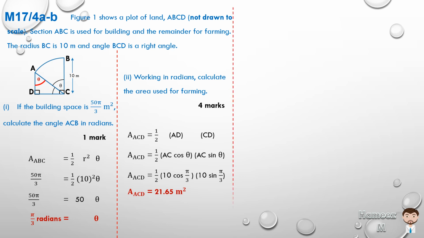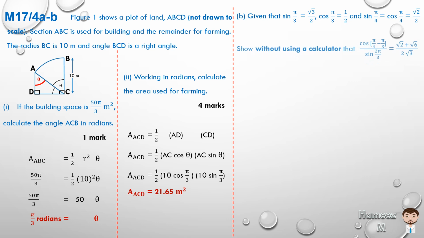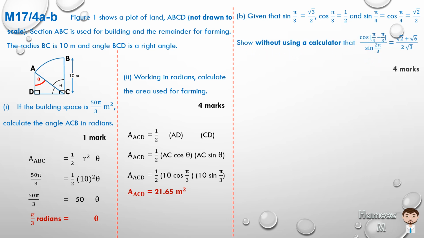Part B. Given that sin pi on 3 is equal to root 3 on 2, cos pi on 3 is equal to a half, and sin pi on 4 is equal to cos pi on 4, which is root 2 on 2. Show, without using a calculator, that cos of pi on 4 minus pi on 3, all over sin of 2 pi on 3, is equal to root 2 plus root 6, all over 2 root 3.